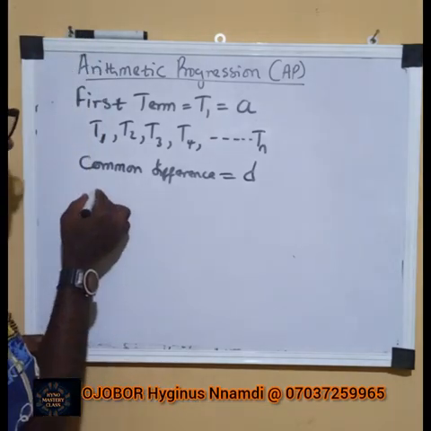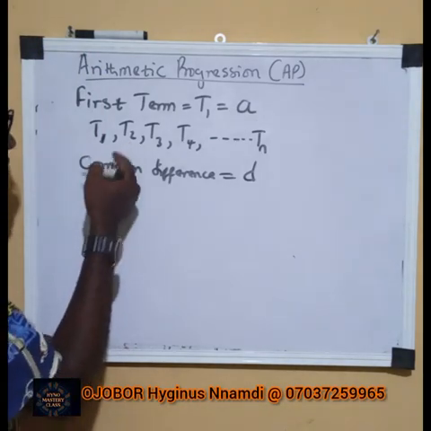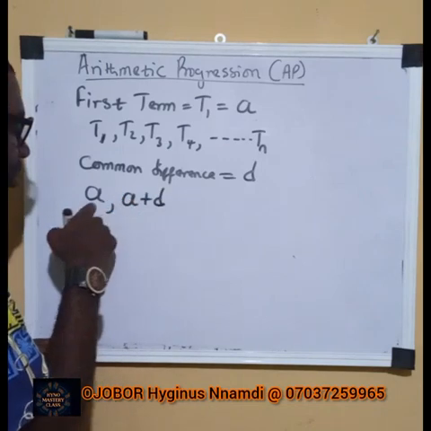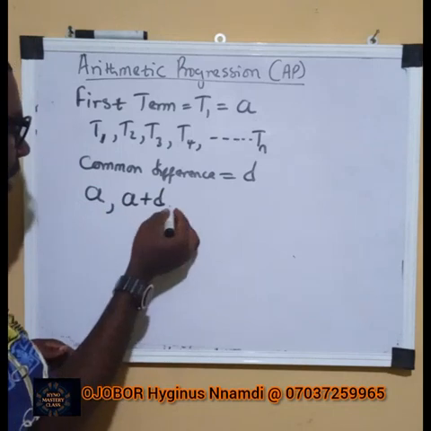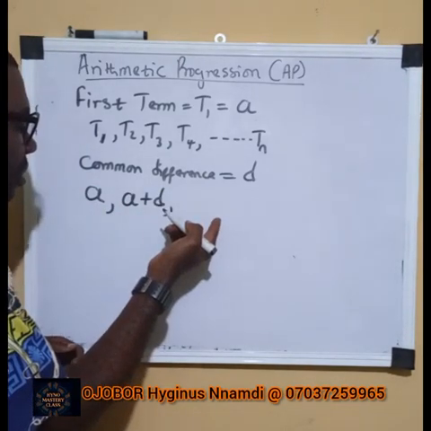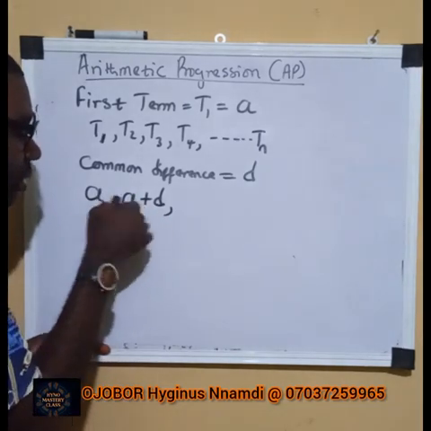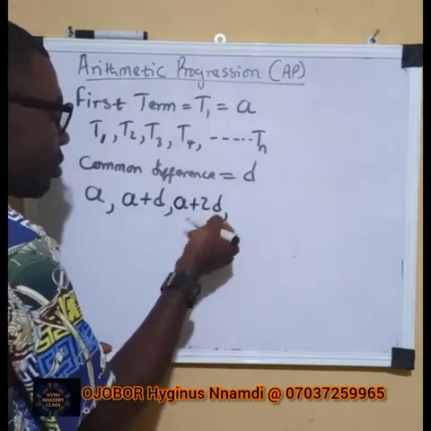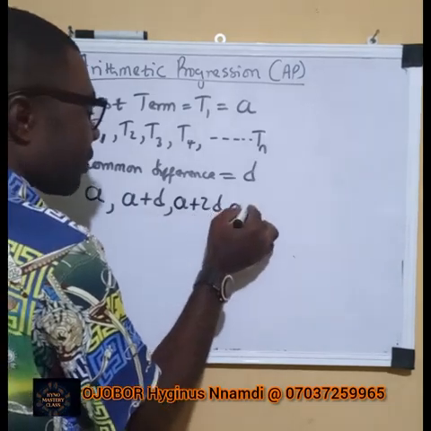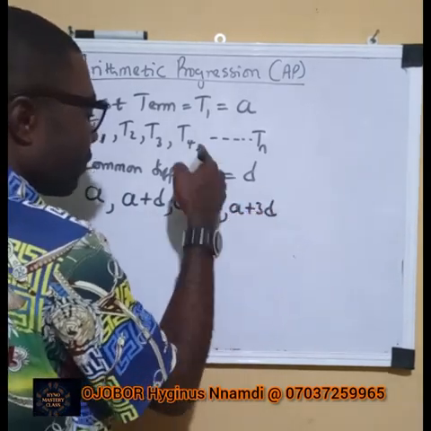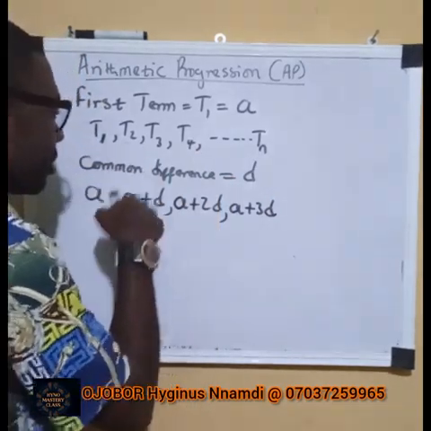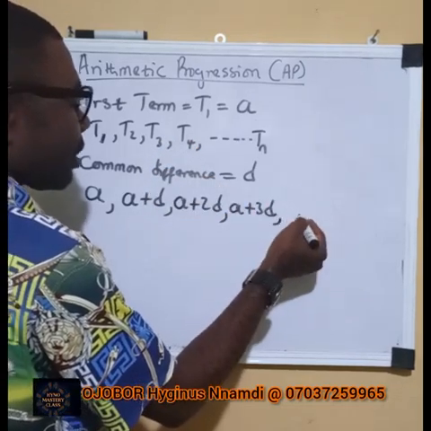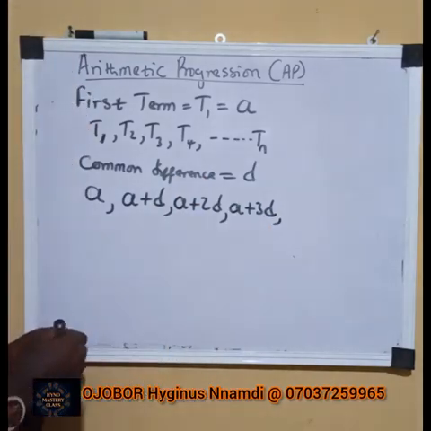So if the first term is A, the second term is definitely going to be A plus that common difference, because that's what we add to the term to get the succeeding term. The next one is going to be adding another D to this second term, so that we'll have A plus 2D. The next one is A plus 3D. This is the first, this is the second, this is the third, and this is the fourth.